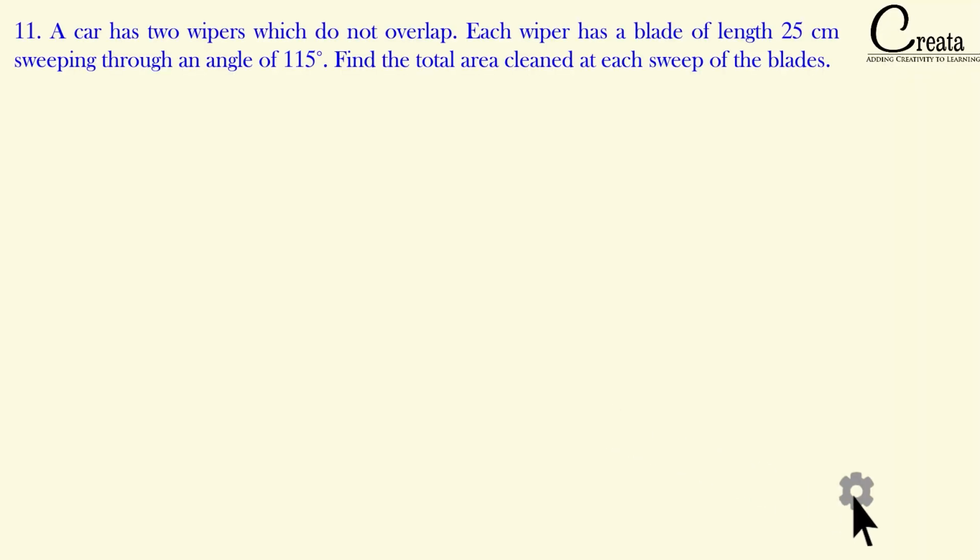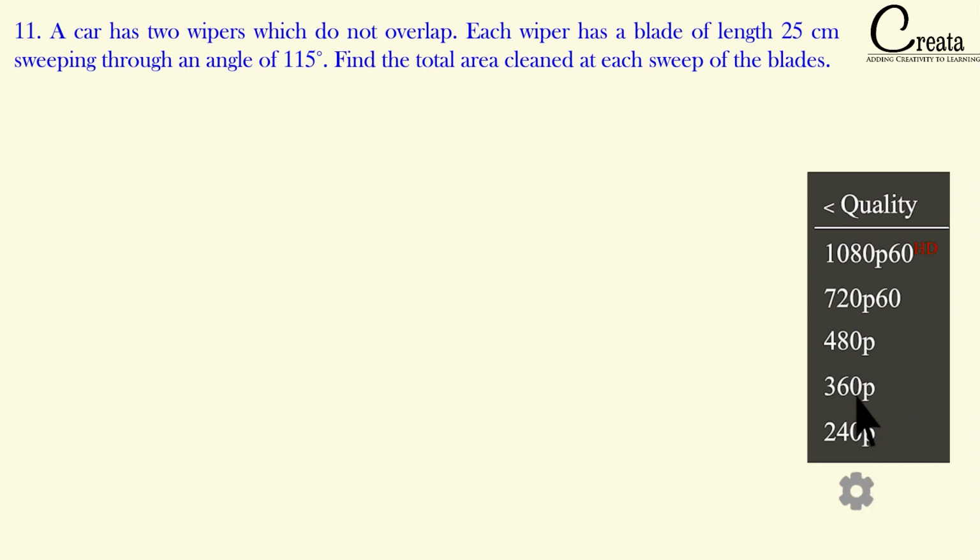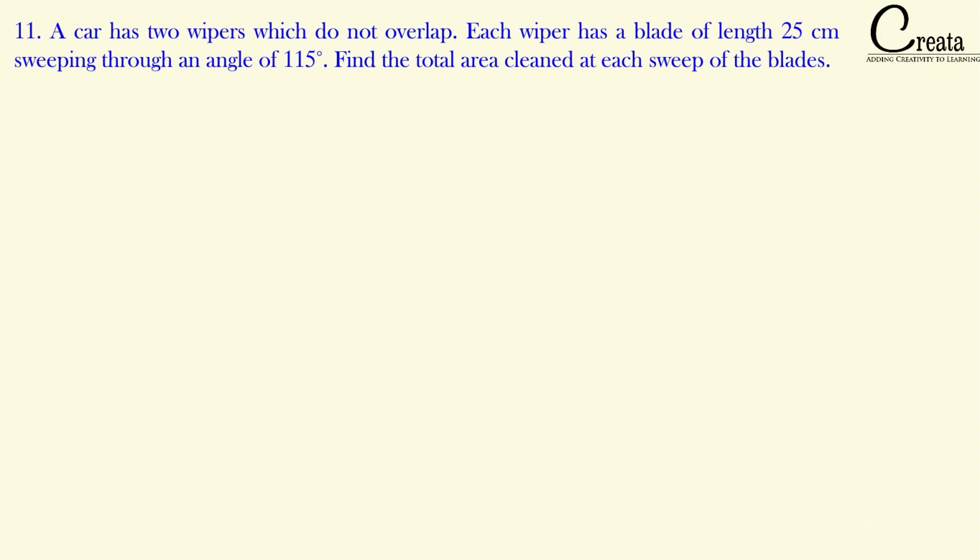A car has two wipers which do not overlap. Each wiper has a blade of length 25 cm sweeping through an angle of 115 degree. Find the total area cleaned at each sweep of the blades. So this is the question. Firstly, let's observe the question.